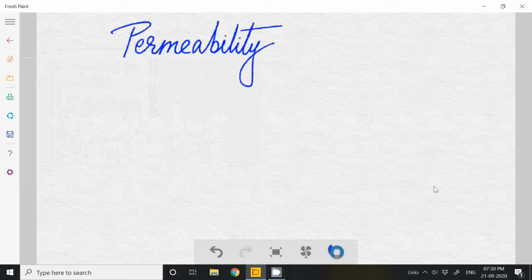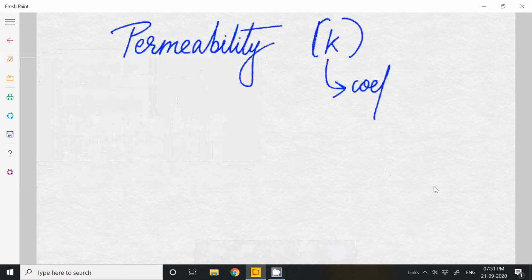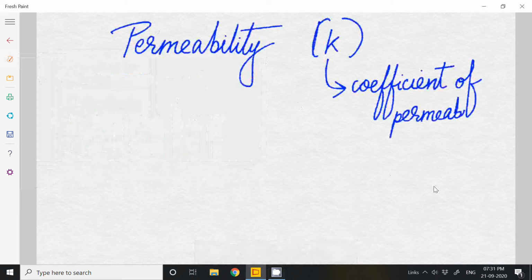Now permeability, as we all know, is denoted mainly by the term K, which is the coefficient of permeability. So whenever we talk about permeability, we are actually talking about K. Now, let us see first of all the effect of void ratio.